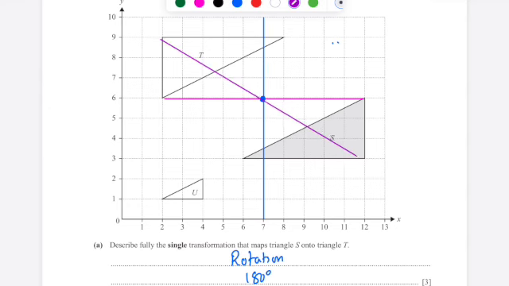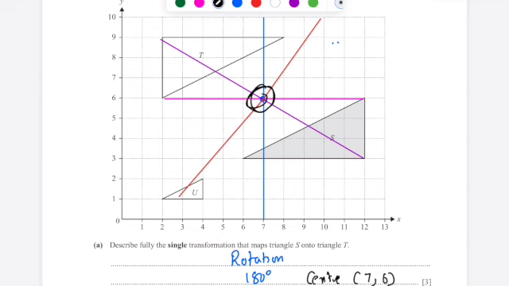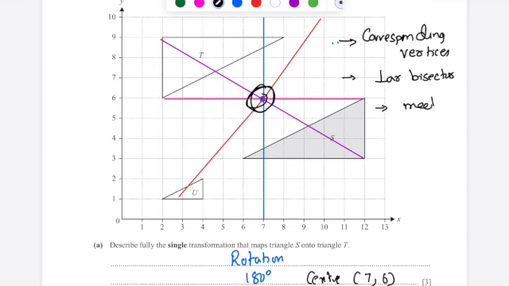Now again join the corresponding vertices and try to draw the perpendicular bisector. I think this is going to be the perpendicular bisector for that line. So we can see that where these two perpendicular bisectors meet, that's going to be the center. So the center is going to be (7, 6). So what am I going to do? Join the corresponding vertices. That is the first step. The second step is to draw the perpendicular bisector, and wherever the perpendicular bisectors meet, that's going to be the center.